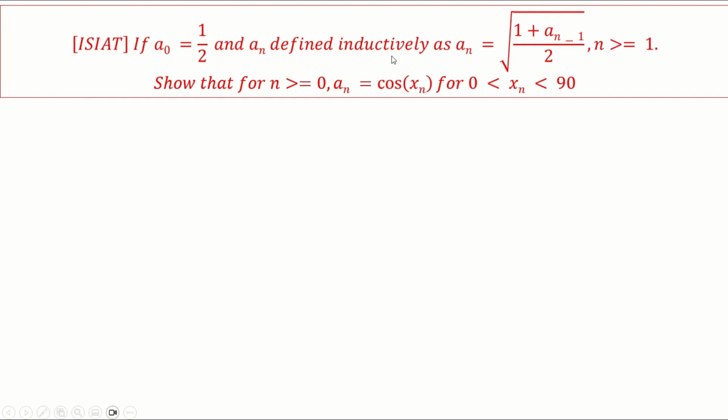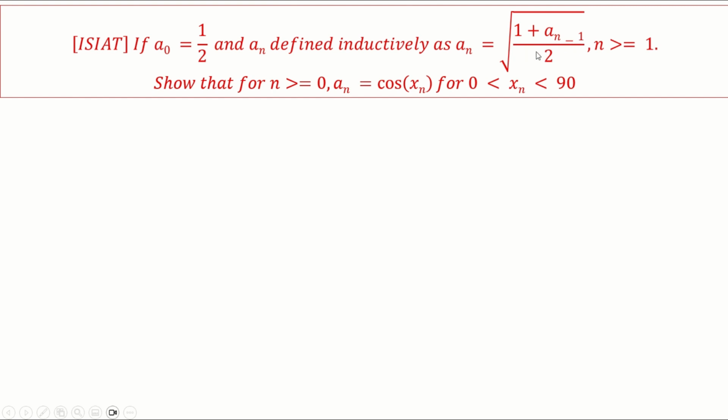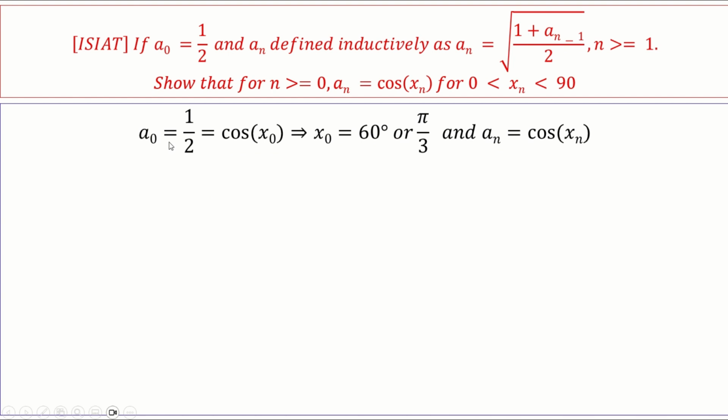Inductive is the same as a recursive function. an depends on an minus 1, an minus 1 depends on an minus 2, like that, until a0, where you fix the value. So how to do this? First we should define a0 in terms of cos. a0 equals half, which is nothing but cos x0. So we know that x0 is 60 degrees, or pi by 3 in terms of radians, right? So an we can call cos xn.